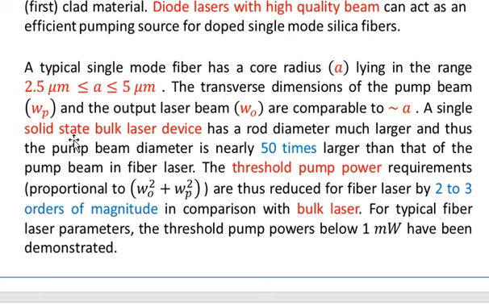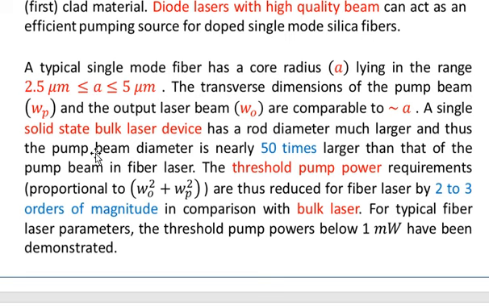A single solid state bulk laser device. So you see that here we are talking about a solid state bulk laser device, not the fiber, and it has a rod diameter much larger, and thus the pump beam diameter is nearly 50 times larger than that of the pump beam in the fiber laser. So the fiber laser diameter is very small. You can see that the range is from 2.5 to 5 micron, and can lie anywhere in between these two limits. So this is the diameter of the single mode fiber.